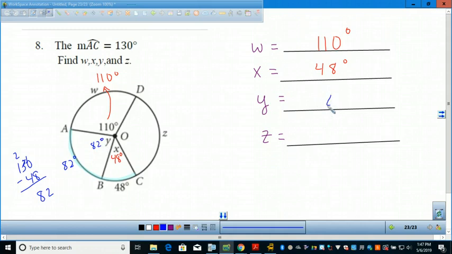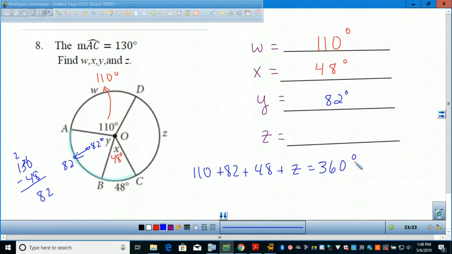What are you guys getting for Y? 82. Okay, I'm getting different answers. So does everybody see where I got W and I got X? The central angle matches the arc, so that's where I got W and X. But they're telling me that this is 130, where the blue line is. So I did 130 take away 48, and I got 82 for Y, because these have to match. So then I have 110 plus 82 plus 48 plus Z has to equal the whole circle, which is 360. So throw that in your calculator.